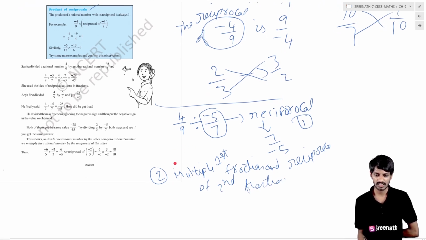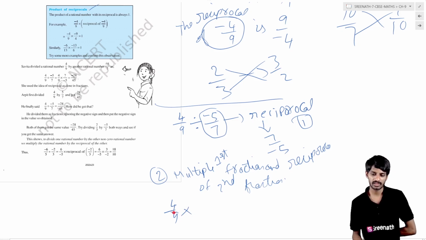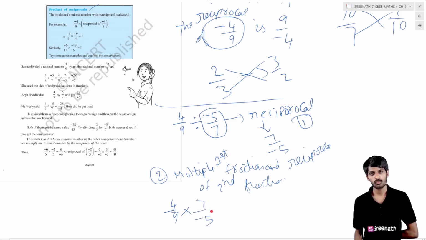What is the first fraction? That is 4 by 9. And what do you have to do? We have to multiply it with the reciprocal of the second fraction. This is the second fraction. The reciprocal of the second fraction is 7 by minus 5. So now what we have to do basically is the multiplication.